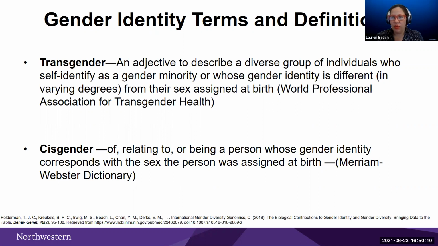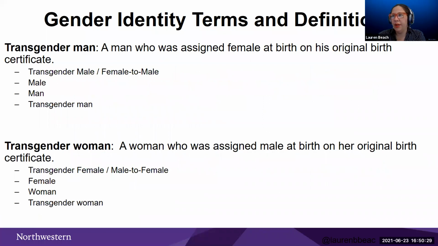People may or may not refer to themselves as transgender if they have a different gender than their sex assigned at birth. There are, for example, non-binary people who don't identify as trans, even though having a non-binary gender would be different than the sex assigned at birth as male or female on birth certificates historically. So just something to keep in mind.